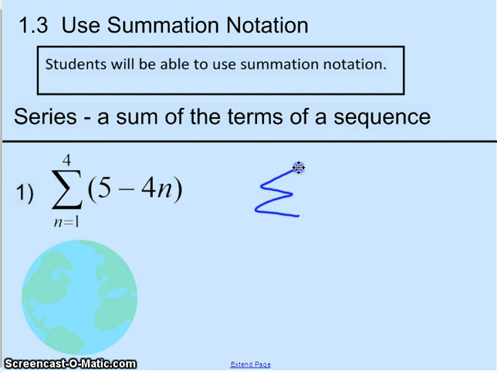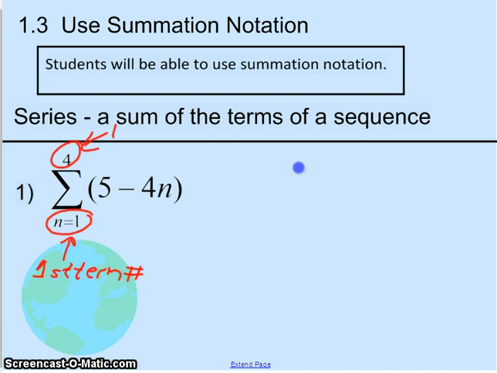Okay, so problem number 1 looks really scary, but we're going to take the fear out of it. It is telling you to sum up, to add terms number 1, 2, 3, and 4 together. So this right here is the first term, or actually the first term number, and this over here is the last term number.